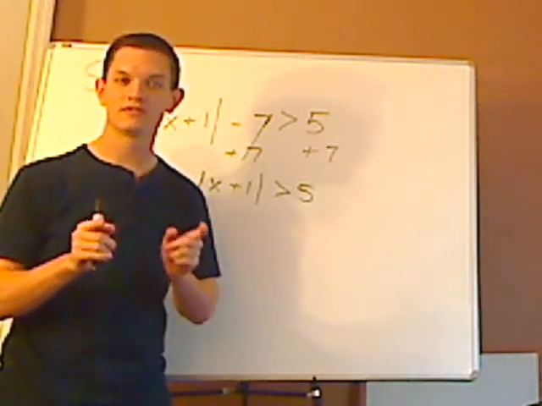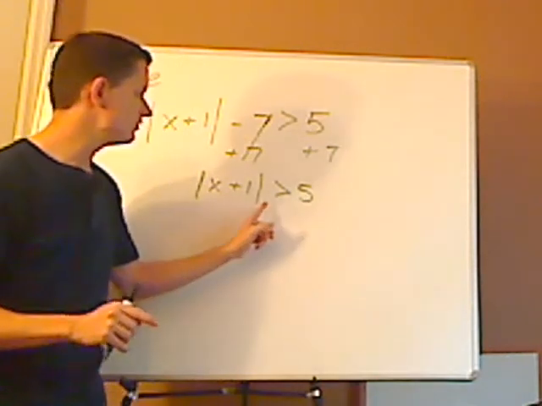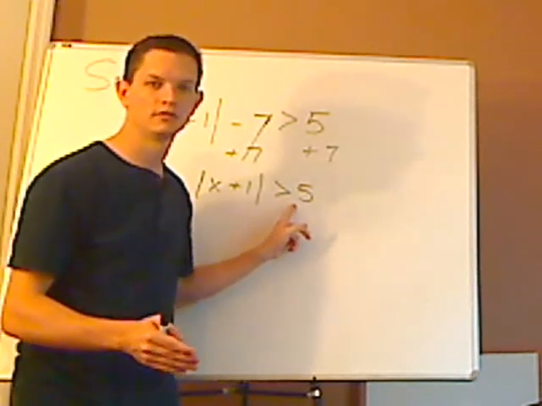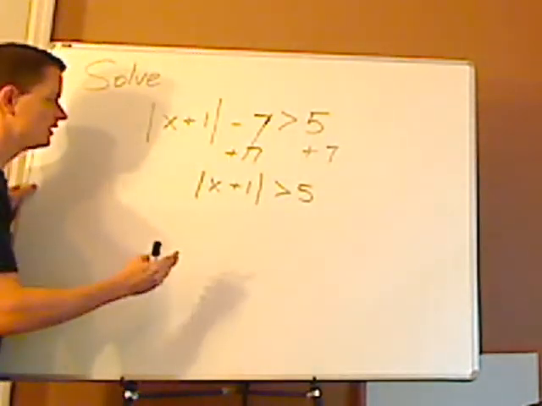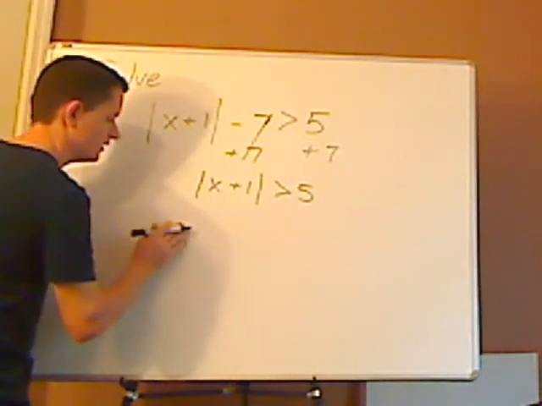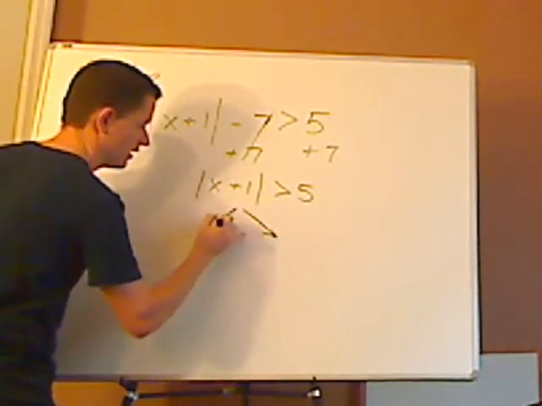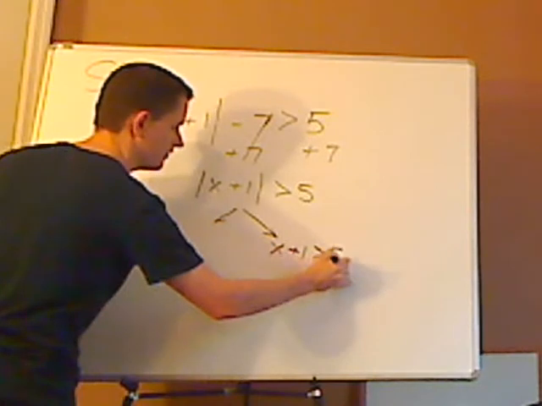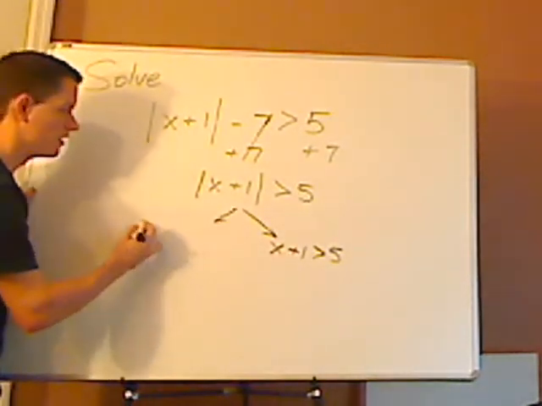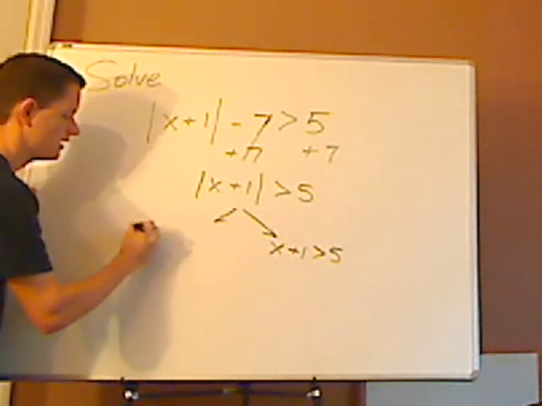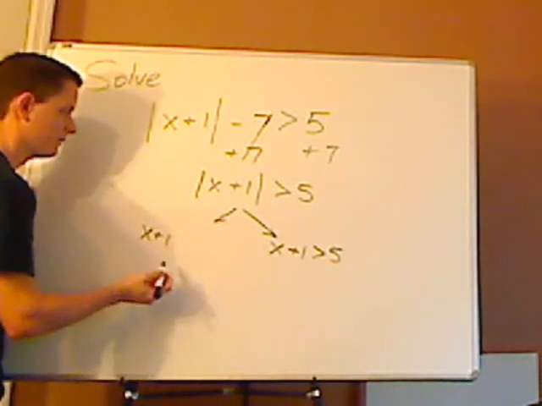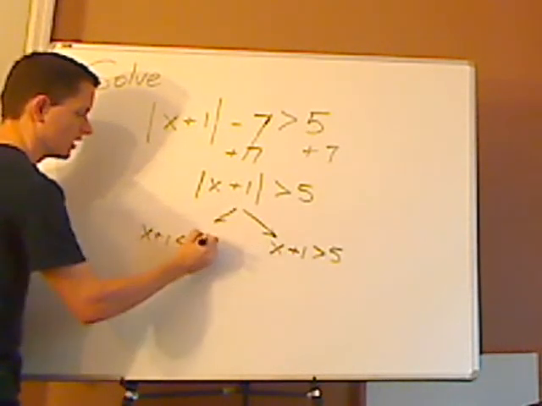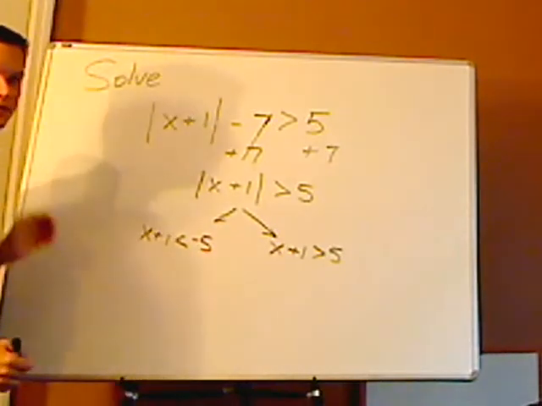Now there's going to be two different scenarios, and so once you have this, you want to check to see if it's greater than or less than. Here it's greater than, so that means you're going to set up two different inequalities. One is just as you see it, so it's going to be x plus 1 greater than 5. And then the other part is x plus 1, keep it the same, flip the inequality sign, so it's less than, and then change the sign of the 5, which is negative 5.